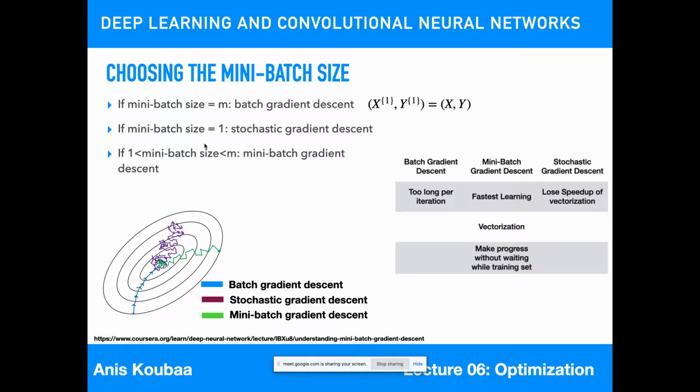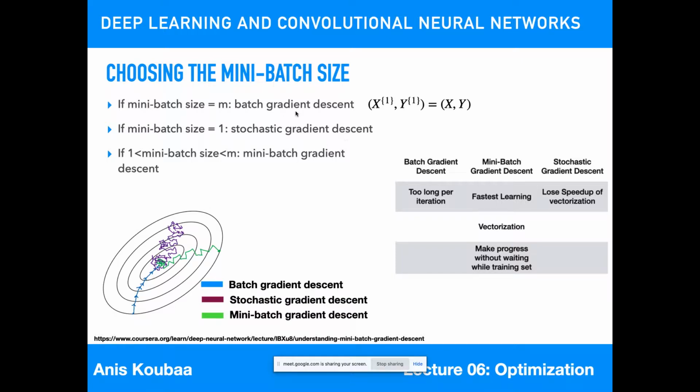The other extreme case is when your mini batch size is equal to 1, only one image. So you have 5 million images, you consider every mini batch as one image, so we will have 5 million mini batches. That's the other extreme case, and this is what we call the stochastic gradient descent.